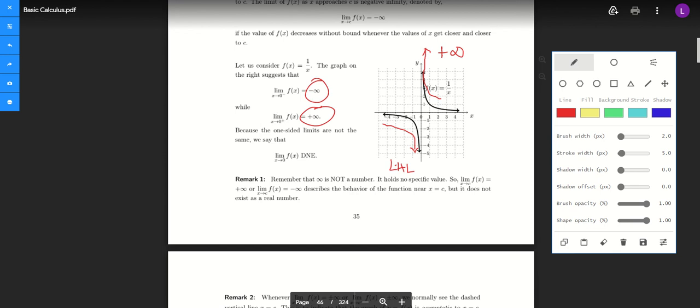So take note that you do not put an equal sign in between here. Because if you put an equal sign, the DNE somehow tells us that it's a value. Where in fact it is not a value. But it's a conclusion where we say that there's no number that exists that would answer the limit of our function.